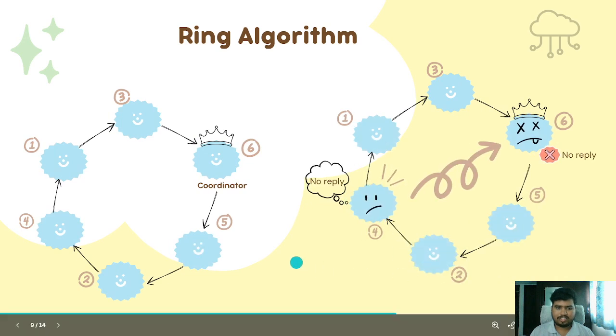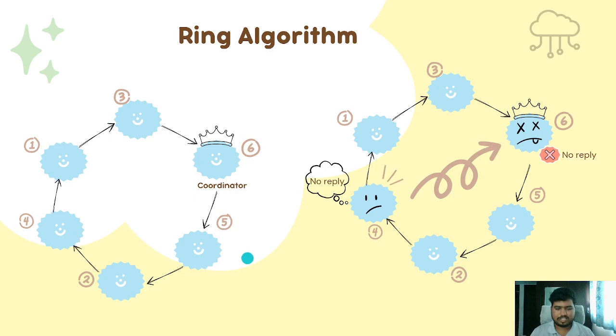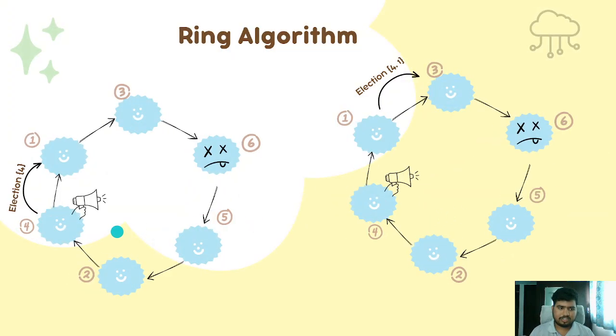Let's see one example of the ring algorithm. Suppose there are 6 processes in a system. Here also higher ID means higher priority. So process number 6 is now the coordinator. Suppose the sixth process becomes inactive. Process number 4 tries to contact the coordinator but gets no reply. So process number 4 gets to know that the coordinator is dead now. So the fourth process initiates the election. It sends an election message to its next neighbor, that is node number 1, along with its own ID.